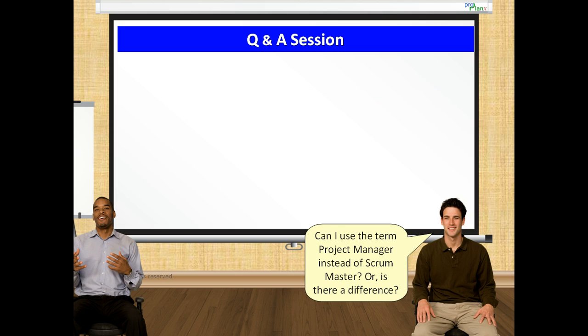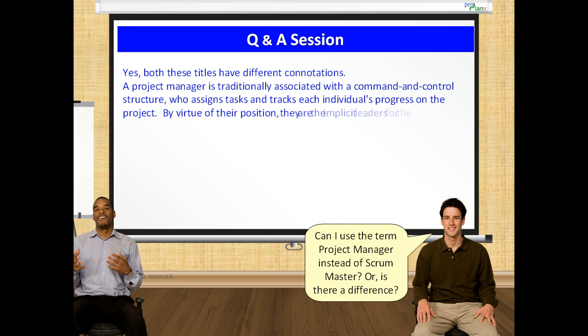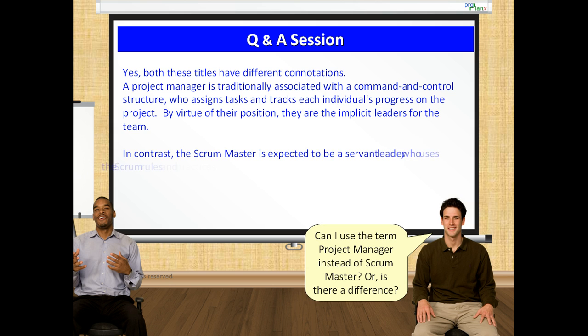Can I use the term project manager instead of Scrum Master? Or, is there a difference? Yes, both these titles have different connotations. A project manager is traditionally associated with a command and control structure who assigns tasks and tracks each individual's progress on the project. By virtue of their position, they are the implicit leaders for the team.